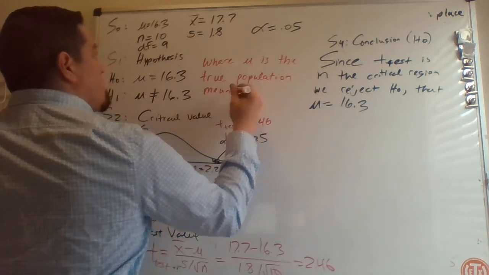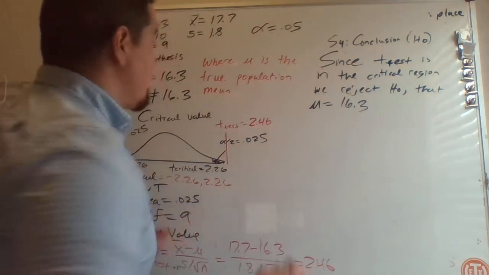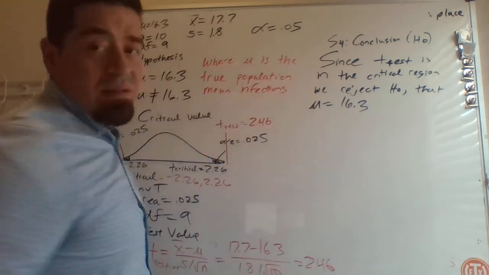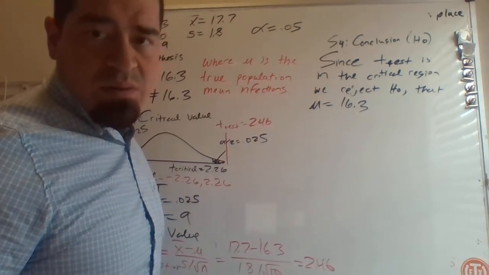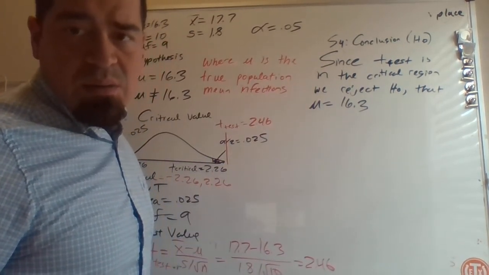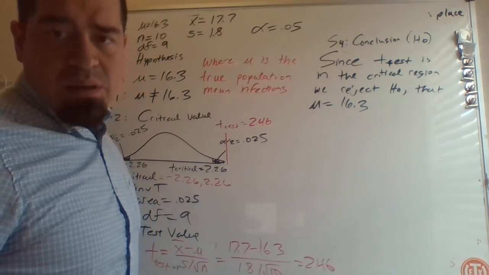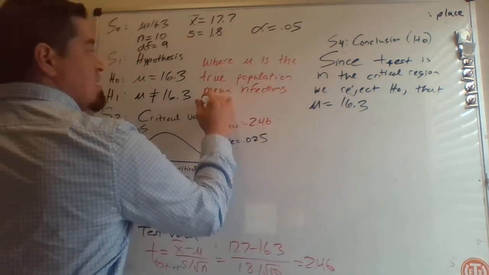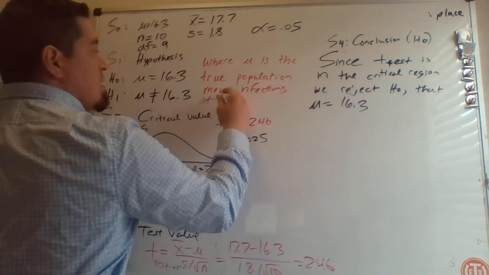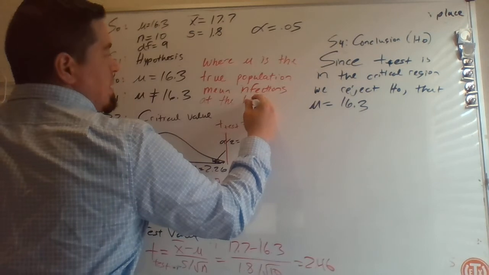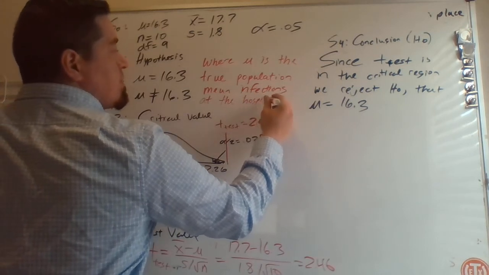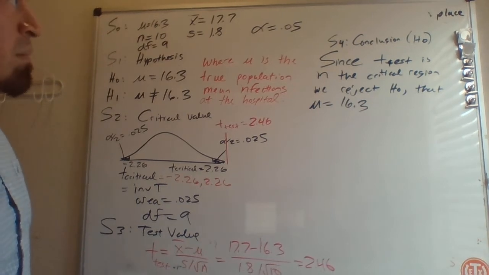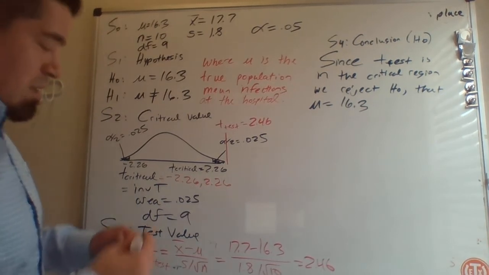mean. What are we talking about here? Infections. And then do they tell us which hospital? At a hospital. At the hospital. They just said at the hospital in Pennsylvania, but it's a hospital. Okay. So then that's the conclusion for H naught.